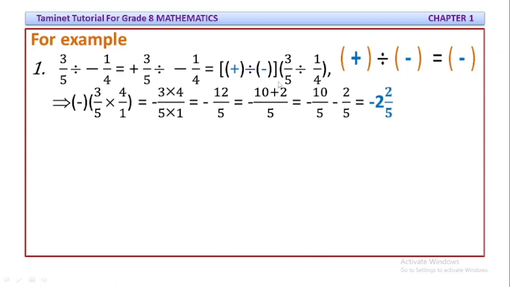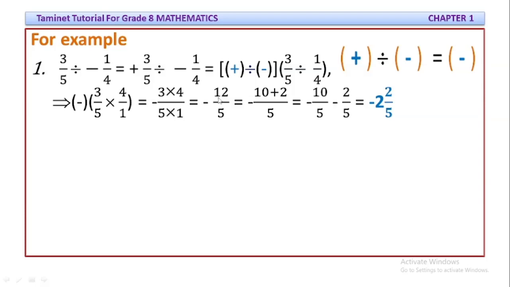Negative here, negative, and 3/5 divided by 1/4. So to decide the quotient here we use the rules, and 3/5 times, we will change the sign of the operation from division into multiplication. So already we decide here the quotient is negative. So 3/5 times the reciprocal of 1/4 is 4/1. If we make it 4/1, don't forget to change the sign of the operation from division into multiplication. Finally, we use the multiplication rule to decide the quotient.